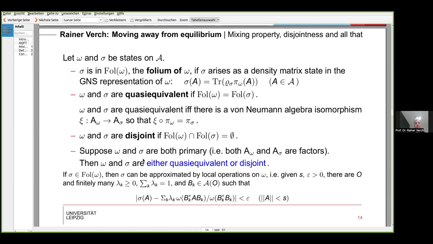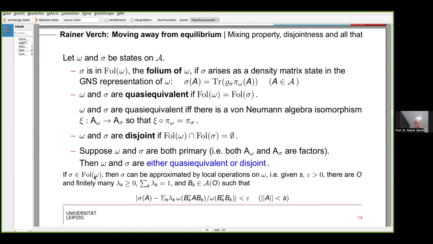And then there's another definition, or a property which now follows in the case that these states omega and sigma are both primary, which means that the induced von Neumann algebras in the GNS representations are factors, as I have mentioned. Namely, in this case, the two states are either quasi-equivalent or they are disjoint.